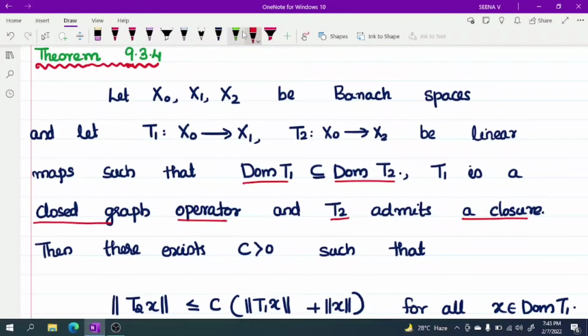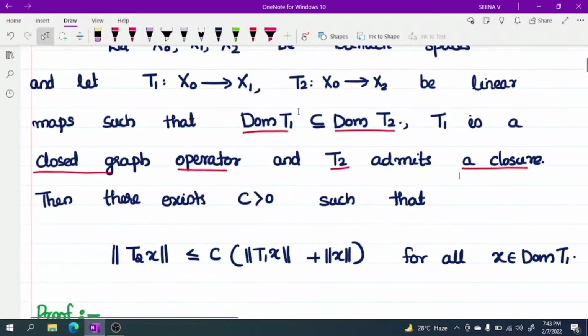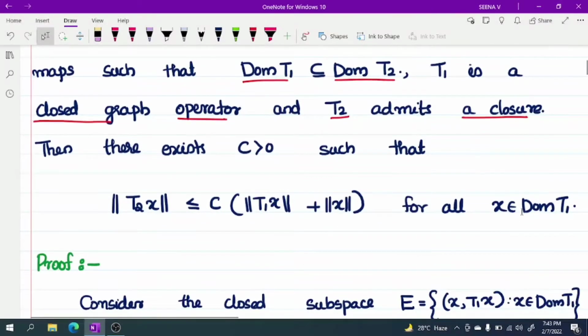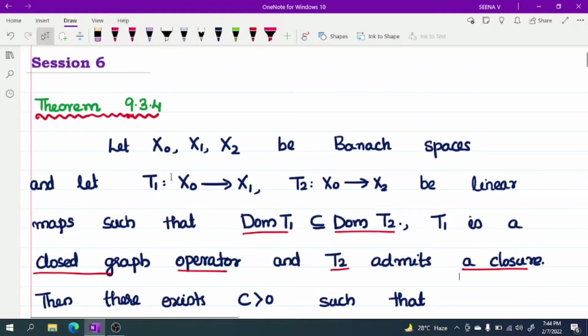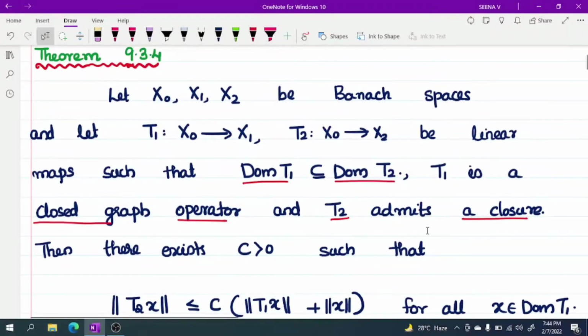Then there exists a C greater than 0 such that the norm of T2x is less than or equal to C times (the norm of T1x plus the norm of x) for all x belonging to the domain of T1. So we have to prove this, given that T1 is a closed graph operator and T2 admits a closure.